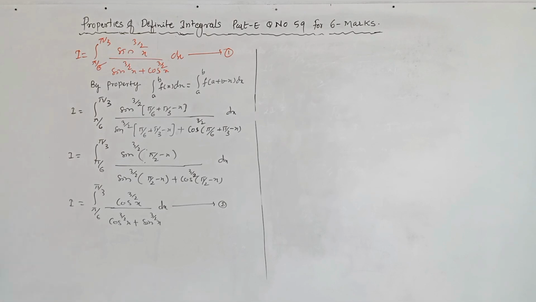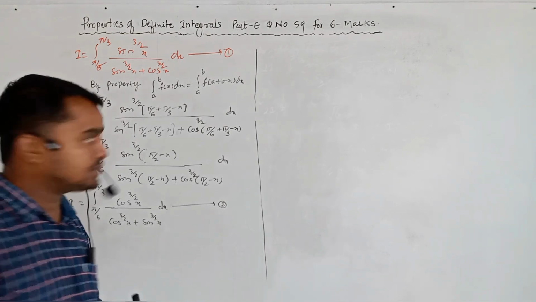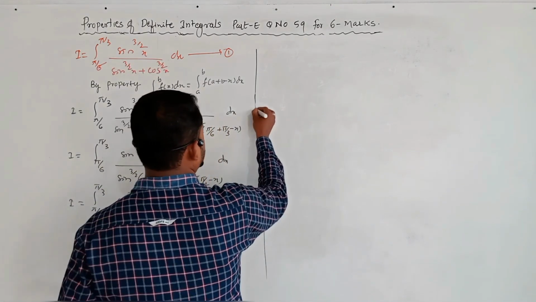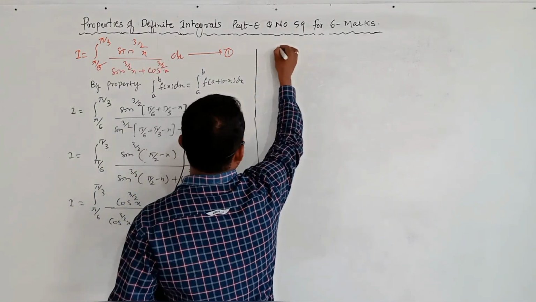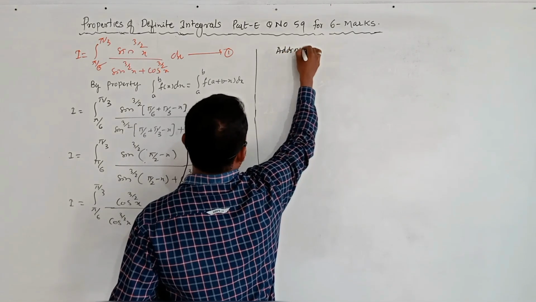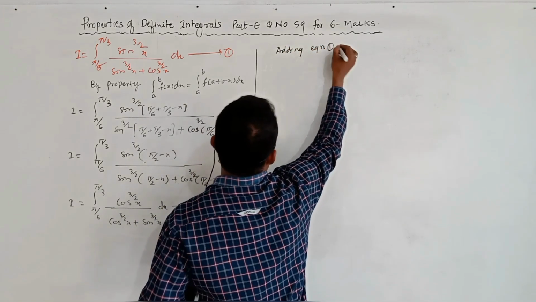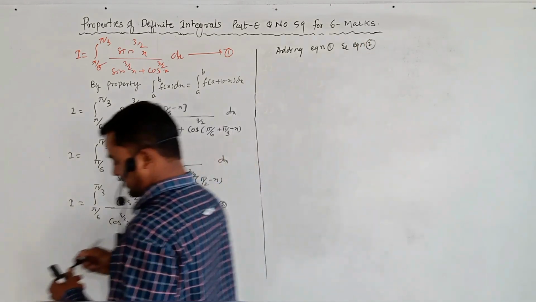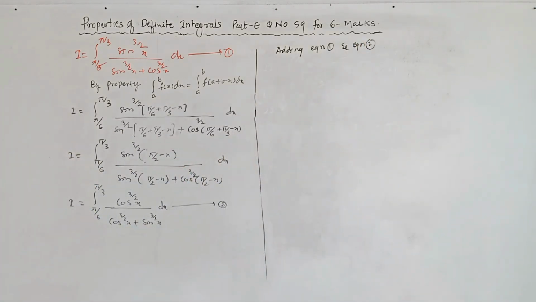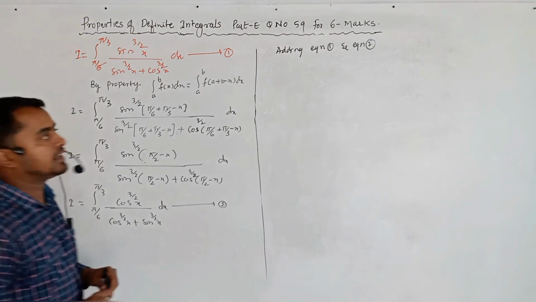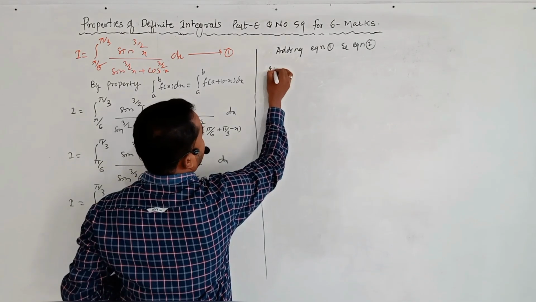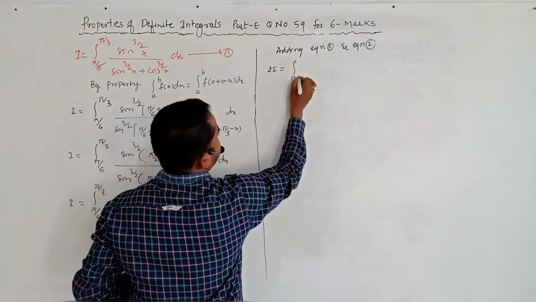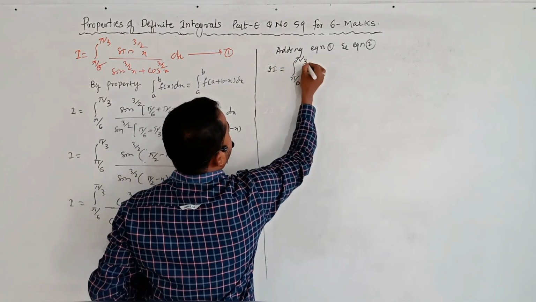Equation 2. Adding equation 1 and 2. I plus I, 2I. 2I is equal to the integral from 5π/6 to 5π/3.